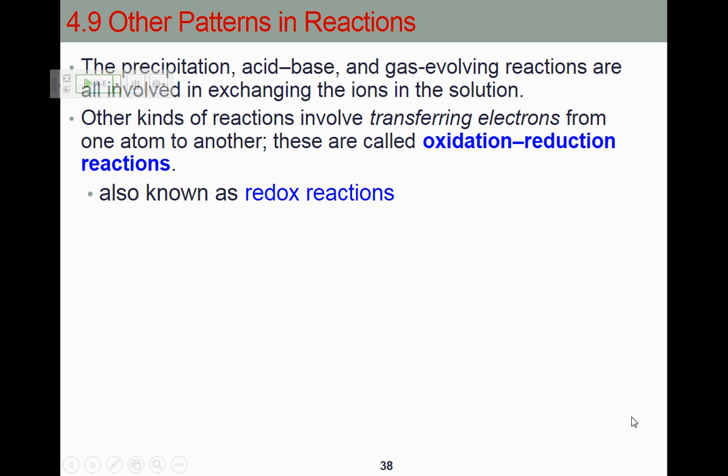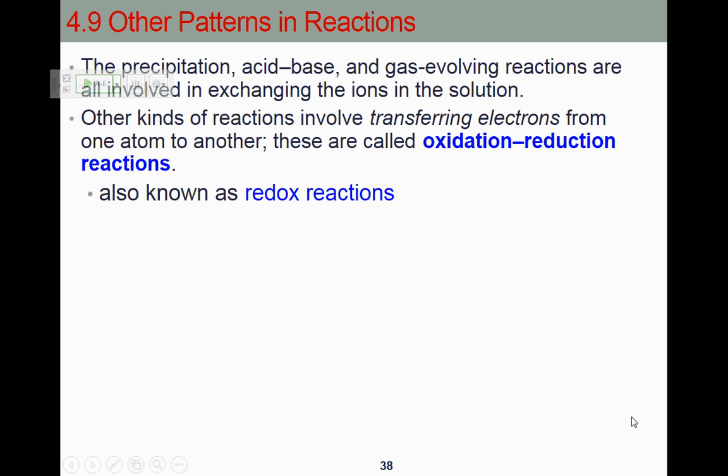Other reactions actually involve the transfer of electrons. So when we have a transfer of electrons, that's called an oxidation-reduction reaction. Now these precipitation reactions, the acid-base reactions, the gas involving, those already have ions. We're not exchanging electrons. But let's say we have sodium metal and chlorine gas to form our sodium ion and our chloride ion. That is a transfer of electrons. So those are the reactions that we're talking about next.